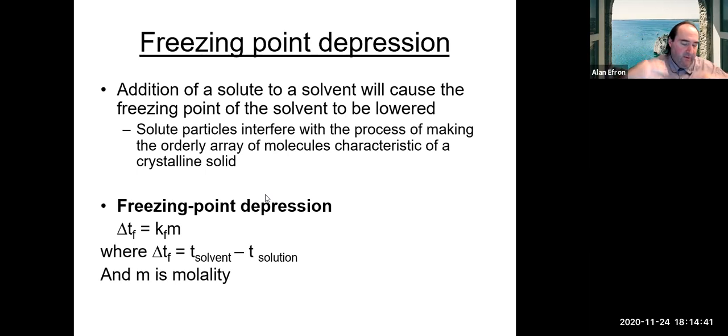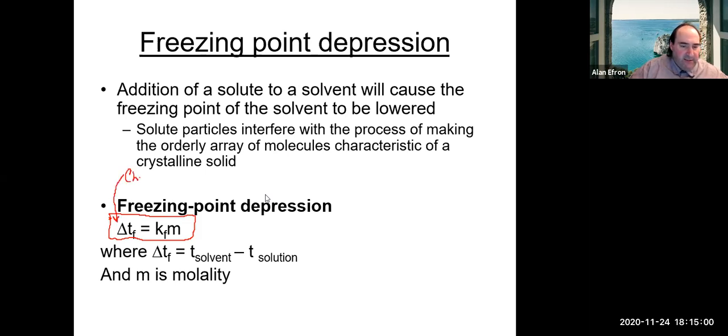Again, it's going to lower the freezing point of water, so it will freeze at a lower temperature, which allows you to make some homemade ice cream. We can calculate that by this formula here. This is the freezing point depression formula. That's the change in freezing point temperature.